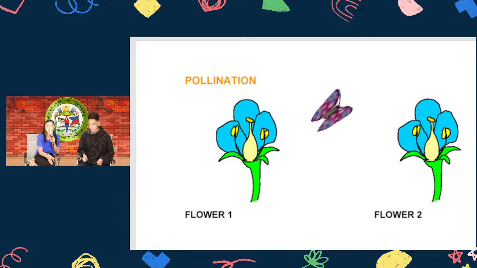So when pollens reach the stigma of the same flower, it is called self-pollination, meaning to say the same flower lang siya, the pollen will reach the stigma of that same flower, mao nang self-pollination. However, when pollens reach the stigma of a different flower of the same kind, it is called cross-pollination, meaning to say nitabok.